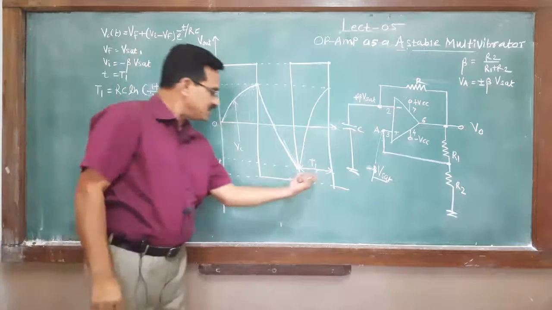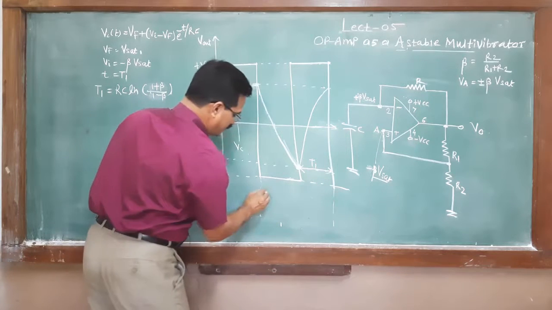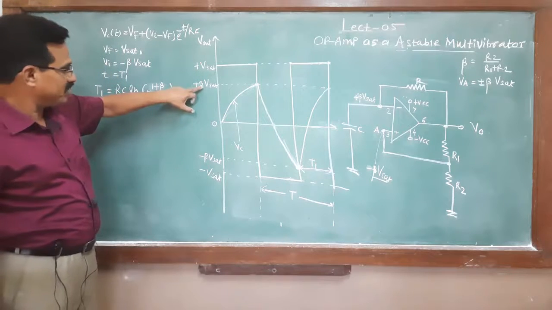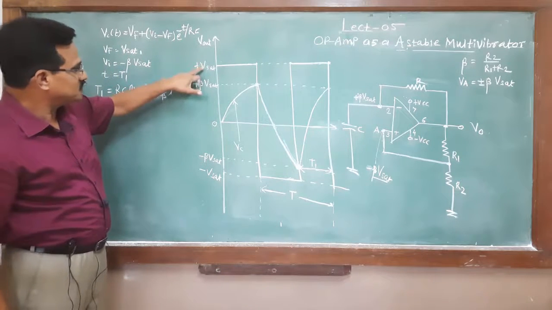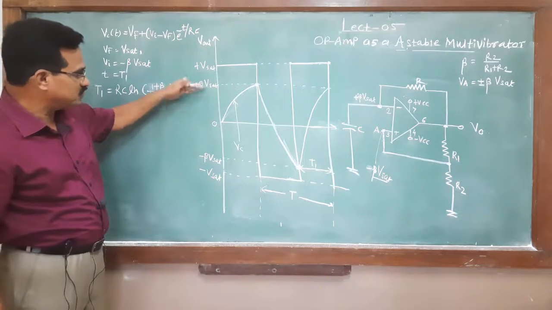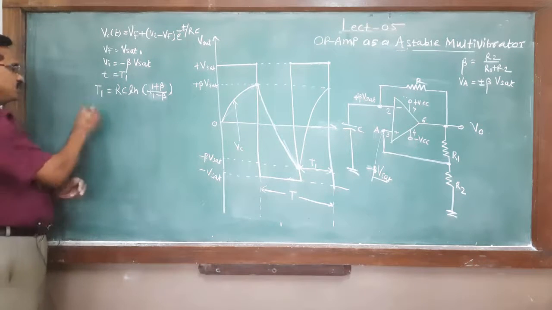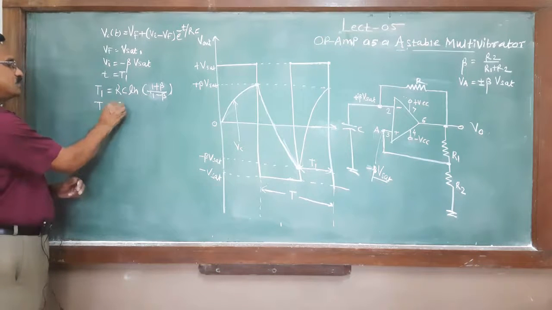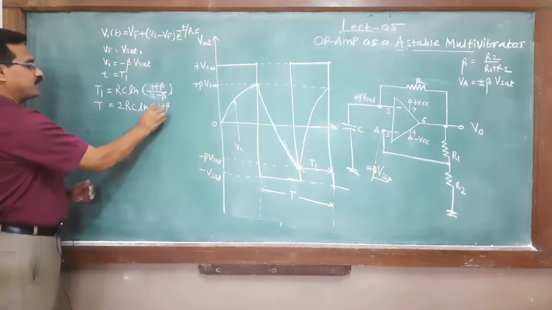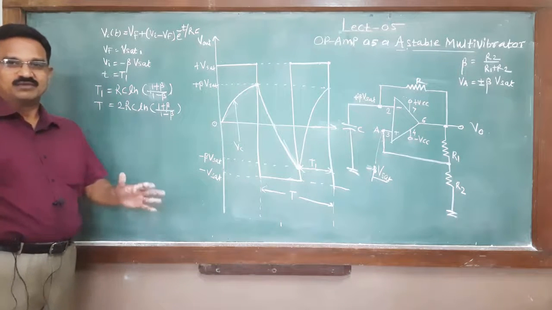But this is actually the half period. Total period means the time required for this, total period T. You remember that these two levels are the same, the saturation levels are the same. Beta V saturation and minus beta V saturation, positive and negative values are the same, only the polarity is different. That's why T1 is equal to T2, and T is equal to 2 RC log of in bracket 1 plus beta divided by 1 minus beta. This is the value of the period.